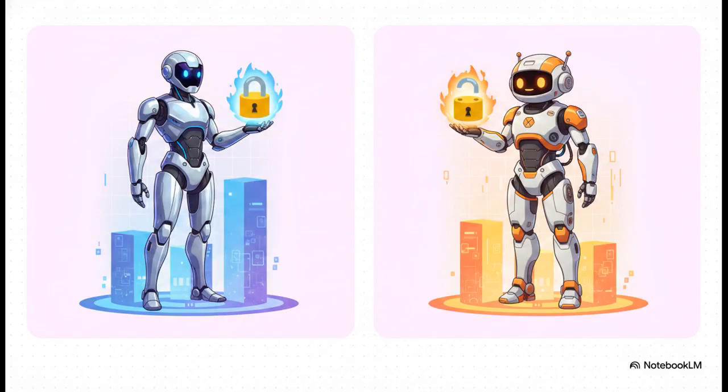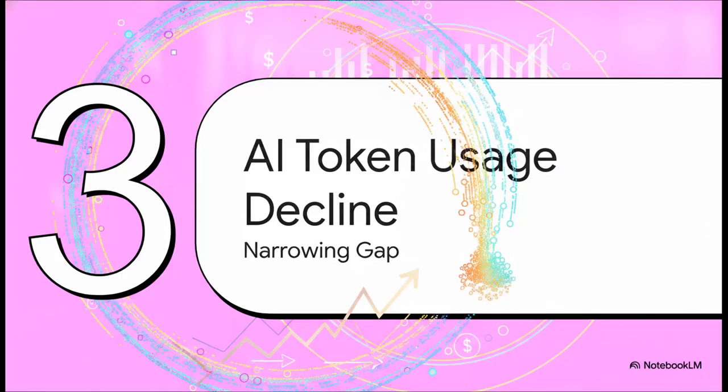Adding to these financial calculations is a major shift in the software landscape. The performance gap between closed-source flagship models and open-source local models is rapidly narrowing. Industry leaders have acknowledged this, and we're even seeing Microsoft actively evaluating self-hosted models like DeepSeek v4 right on its Azure platform. Section 3. AI token usage decline.